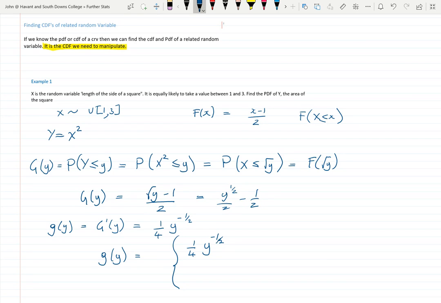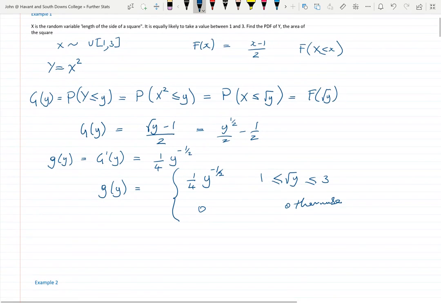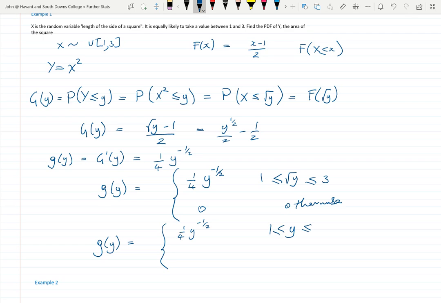And remember, the actual variable that we've got now is y, but the original one in our function was x. So we need the square root of y to be less than or equal to 3 and greater than or equal to 1, and 0 otherwise, but we can't leave it like that. Now I need to get it back in, fully and properly specified, without any silly little things like square root of y in there. So that's y greater than or equal to 1 and less than or equal to 9, and 0 otherwise.